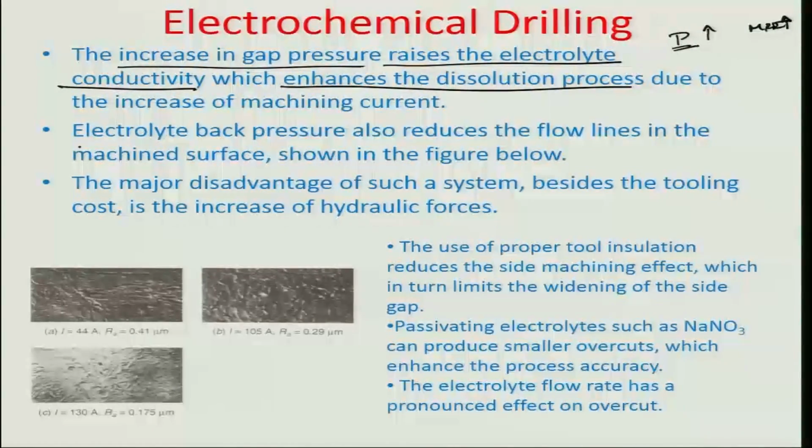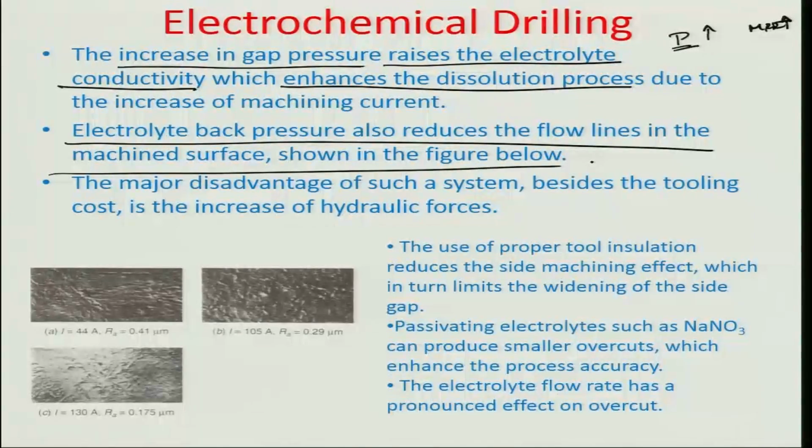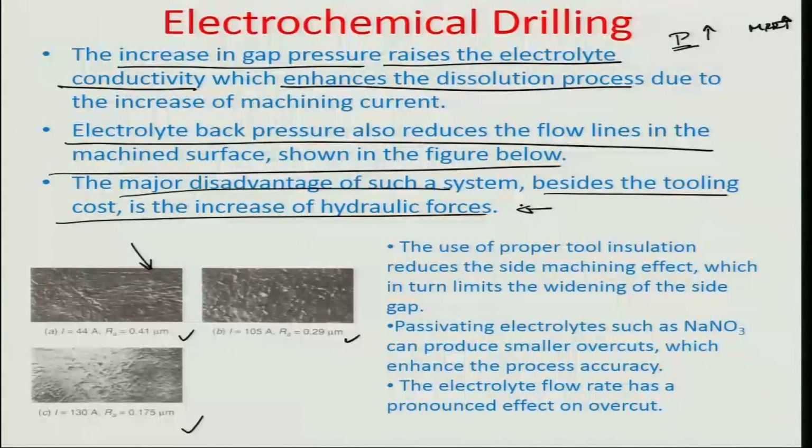The electrolyte back pressure also reduces flow lines in the machined surface. You can see, for example, here the different surface roughnesses which have emanated because of the ECM process, and if you were to operate at a higher pressure, these lines which otherwise come because of the dissolution in the direction of the electrolytic flow would get minimized. The major disadvantage of such a system besides the tooling cost is the increase of hydraulic forces. So they may lead to warping, etc., of the tool holding if we wanted to do electrolyte back pressure.